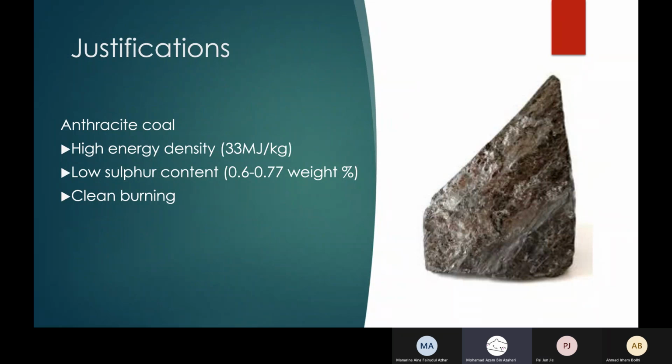The fuel source that we have decided to use is anthracite coal. The reason is because anthracite has a high energy density of 33 megajoules per kg. For comparison, other types of coal have lower energy densities such as lignite with 18 megajoules per kg and bituminous coal with 27 megajoules per kg. Next, anthracite has a low sulfur content, around 0.6 to 0.77% by weight. This will reduce the air pollution caused by the power plant. Finally, anthracite has a high carbon content, meaning it will burn cleanly, emitting only a small amount of toxic substance while burning. Next slide.